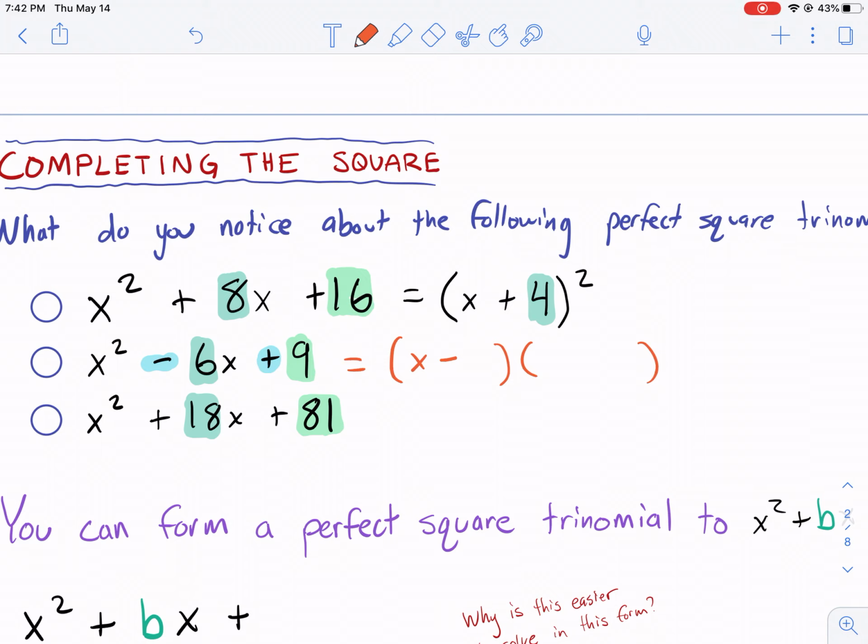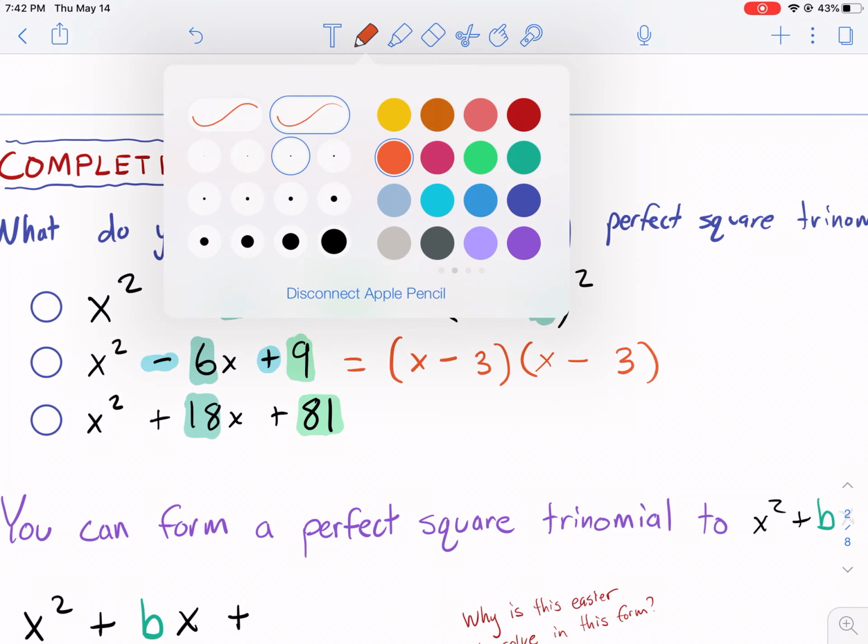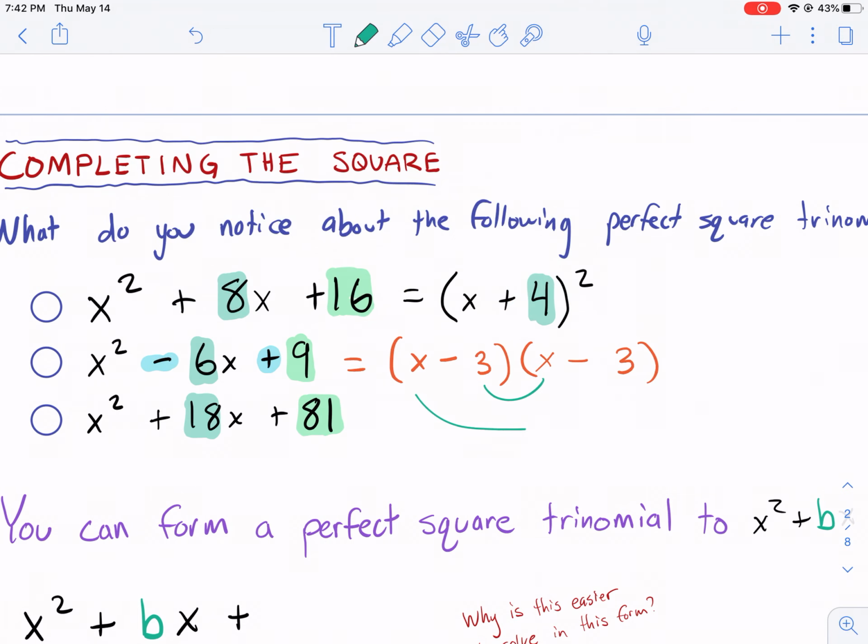Now, in order to get this 9, we have to have some number times itself twice. That's going to be 3 and 3, and they both need to be negative. And then, how do we get the 6? We get the 6 because once we have the inside and outside terms, we get negative 3x and negative 3x. That gives us negative 6x. So that's just why it works out that way. And of course, we can rewrite this as x minus 3, quantity squared.